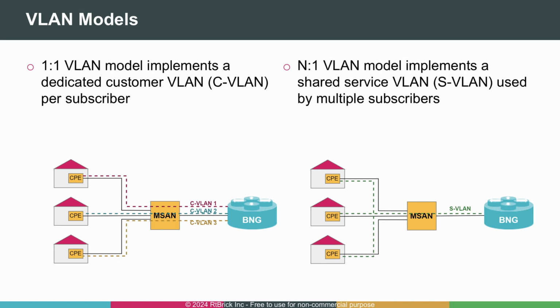The shared N-to-one VLAN model offers many-to-one subscriber-to-service connectivity, where multiple subscribers share a single service VLAN, or SVLAN. Usually, there are separate SVLANs for internet connectivity, IP telephony and IPTV.